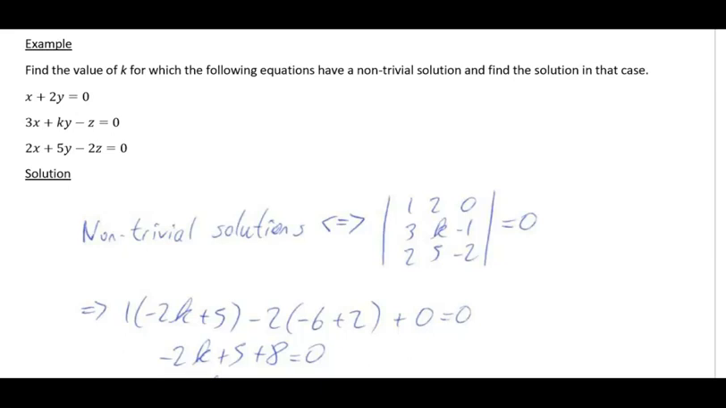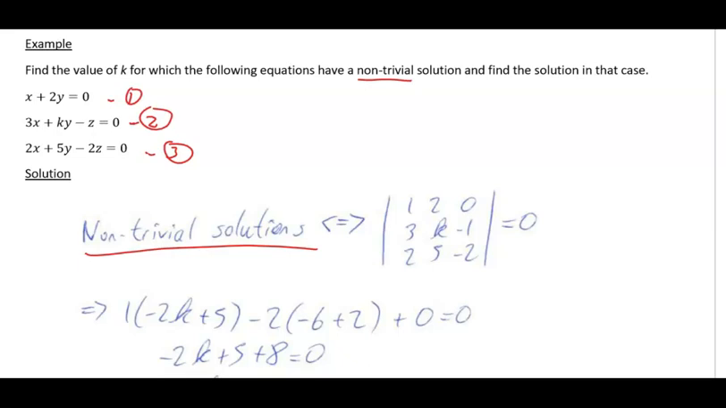Okay, our last example says find the value of k for which the following equations have non-trivial solutions and find the solution in that case. So you've got x plus 2y is equal to 0. That's your equation 1. You've got 3x plus ky minus z is equal to 0. And you've got 2x plus 5y minus 2z is equal to 0. Non-trivial solutions implies that your determinant is equal to 0.